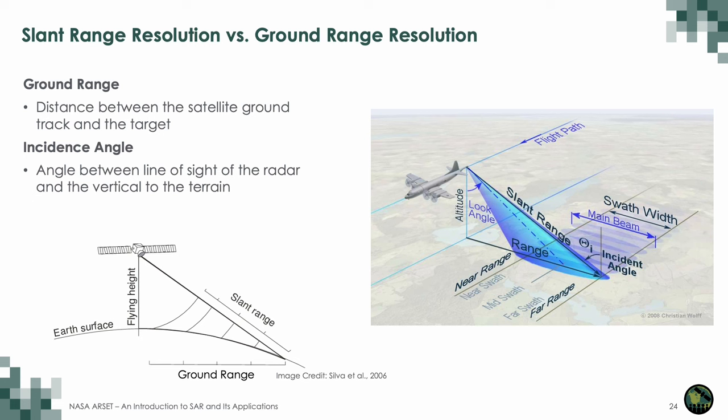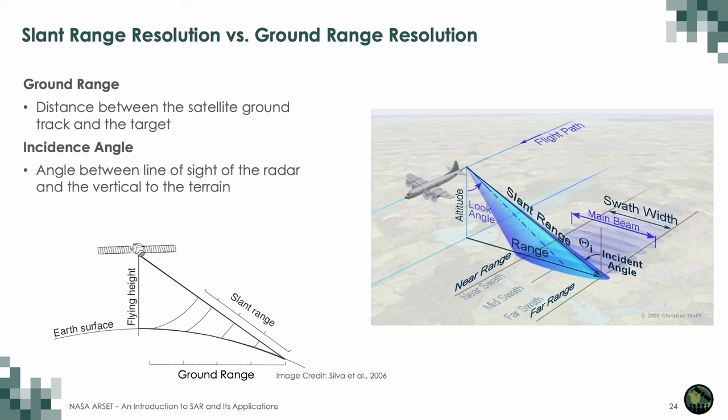Now, the range resolution or the slant range resolution is not the same as the spatial resolution of the final image. For analysis, we're interested in the ground range resolution, which is the actual distance between two points on the ground. So the figure on the bottom left shows that equidistant points on the ground range result in differently distanced points on the slant range.